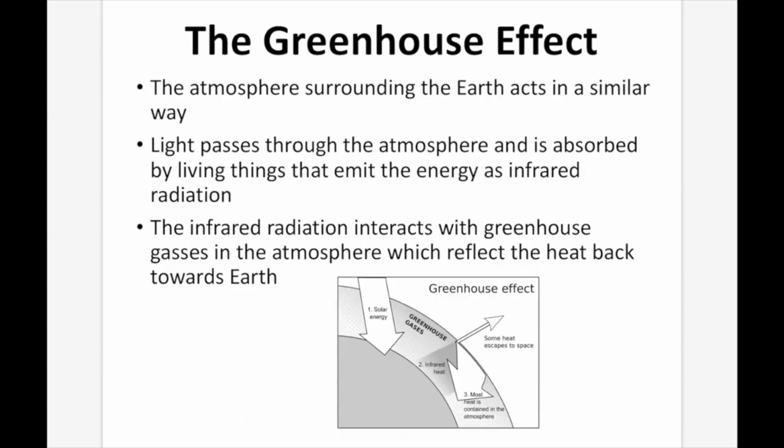Now, the atmosphere surrounding Earth acts in a very similar way. Light passes through the atmosphere and is absorbed by living things that emit the heat as infrared radiation. The infrared radiation interacts with the greenhouse gases in the atmosphere, which reflect the heat back towards Earth. And you can see that here. So here are greenhouse gases. Our solar energy, our light's coming in. It's going to be absorbed and re-emitted as infrared radiation by the living things on Earth. Some of that infrared heat is going to be reflected back by our greenhouse gases, warming up Earth.